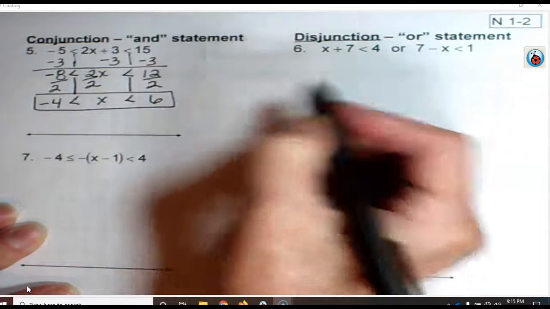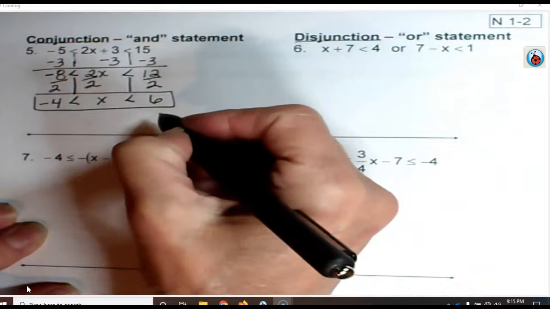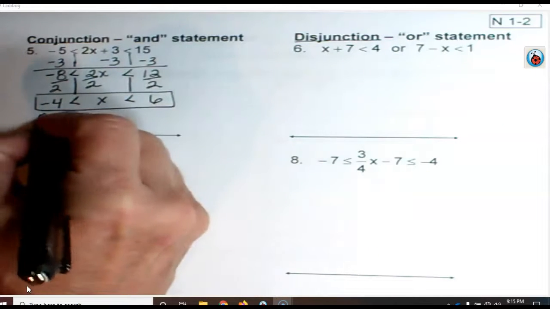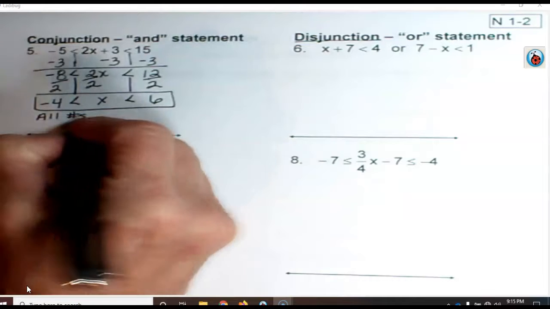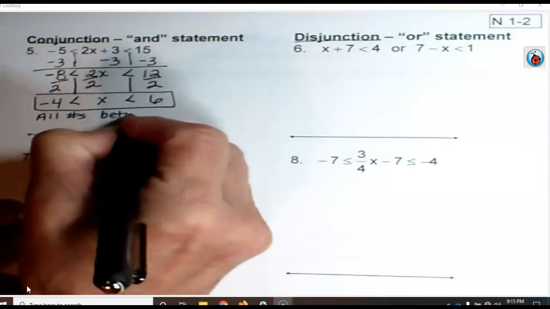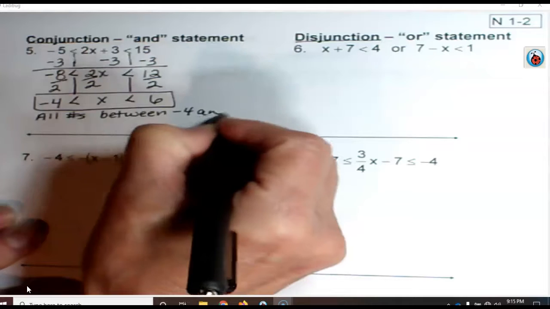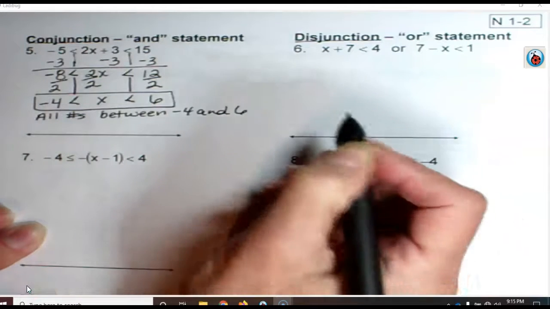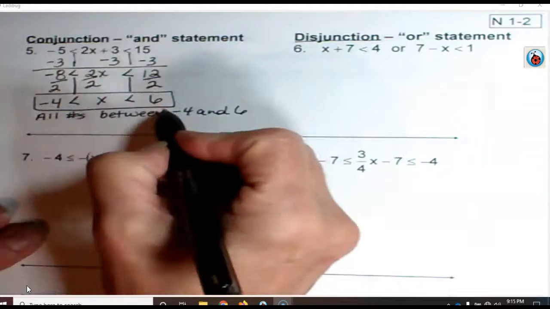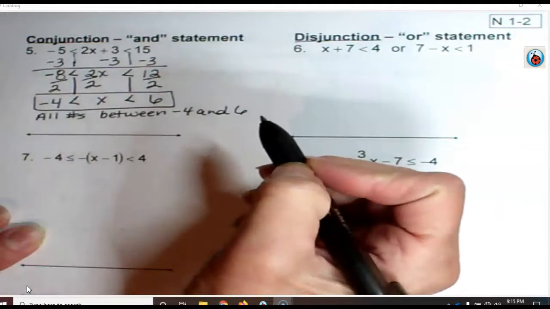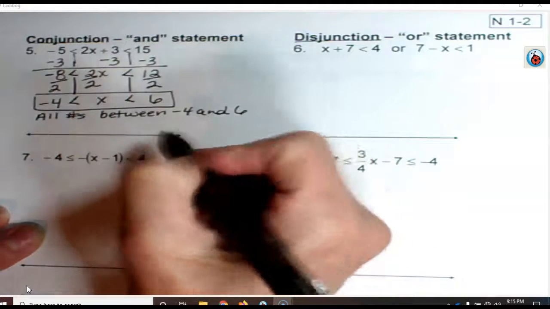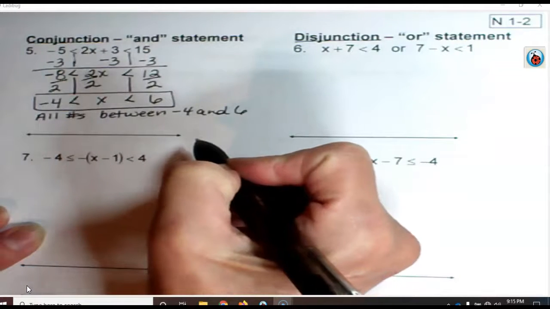And the way you say this is all numbers between -4 and 6. Okay, but it's not including -4 or 6 because they're less thans. If they were less than or equal to, they would include -4 and 6.